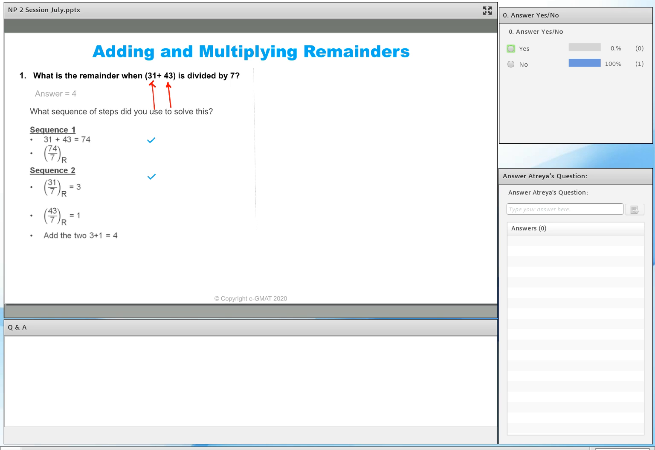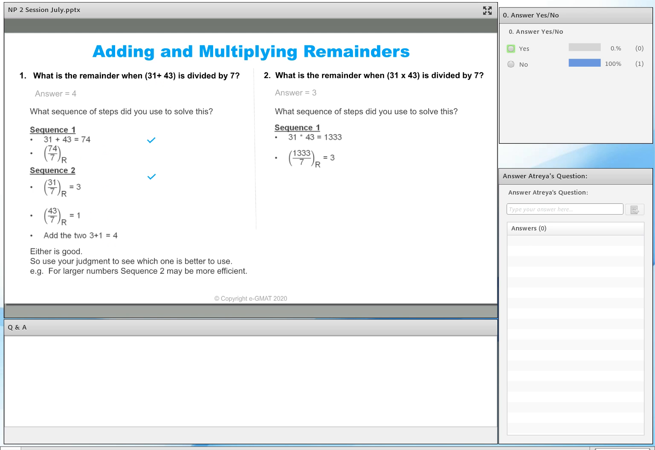When you divide 31 by 7, you get a remainder of 3. When I divide 43 by 7, you get a remainder of 1. Since in the initial question stem I have an addition sign between these two numbers, I need to add both these remainders as well. So 3 plus 1 is equal to 4. The same answer is gotten from the first sequence as well. In this situation, both the sequences look fine to me. I don't have a problem.